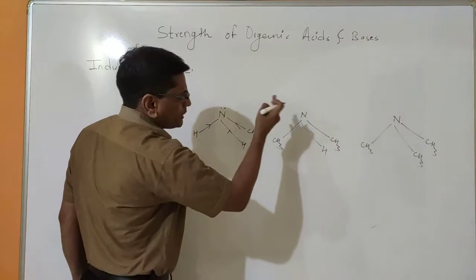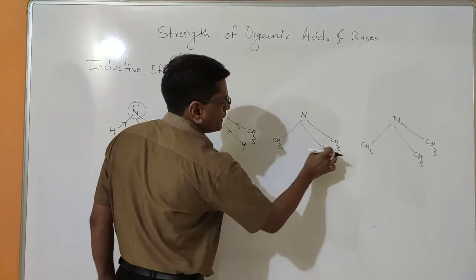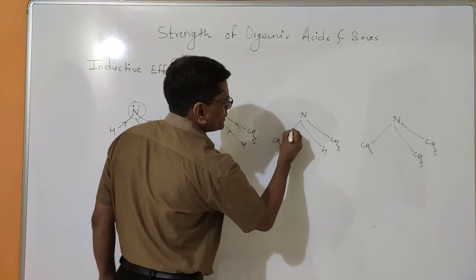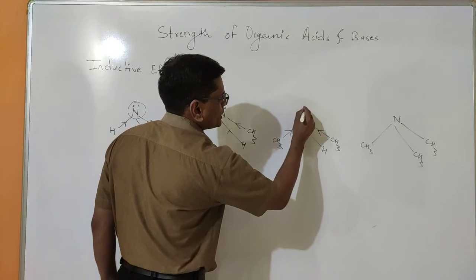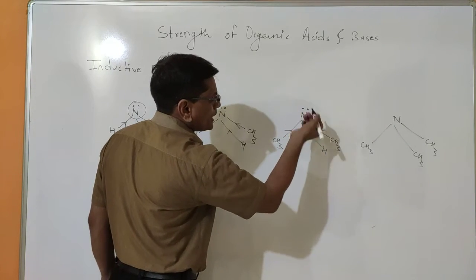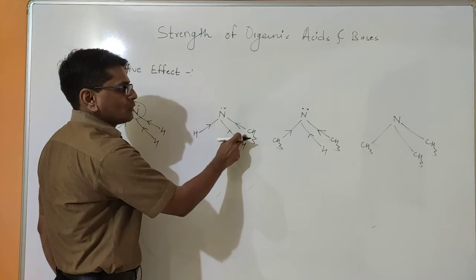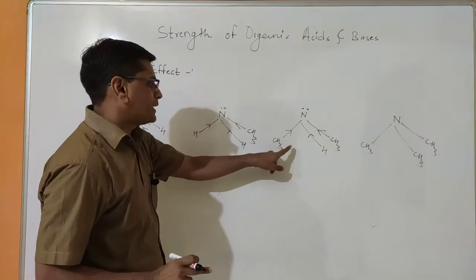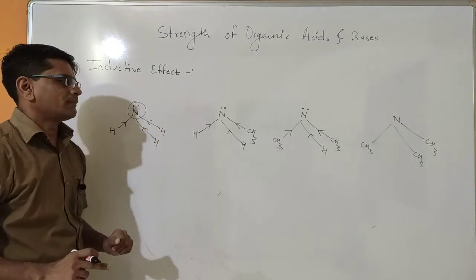Now come to the next molecule. Here two hydrogens are substituted by two methyl groups, and both the methyl groups are electron donating. They donate the electron to the nitrogen. They make the nitrogen more electron rich as compared to methylamine, because here only one methyl group is there. Due to that, this dimethylamine is a stronger base than methylamine.